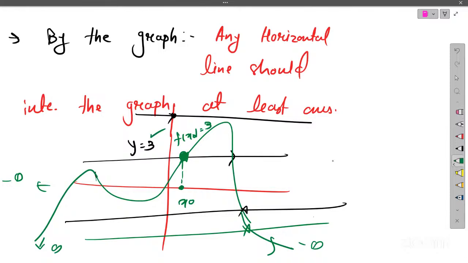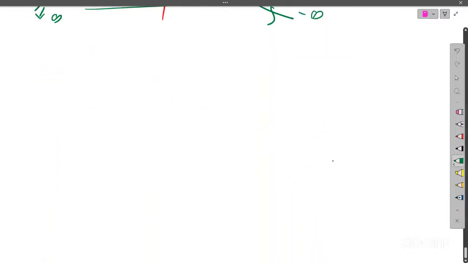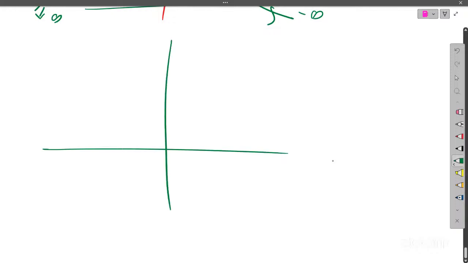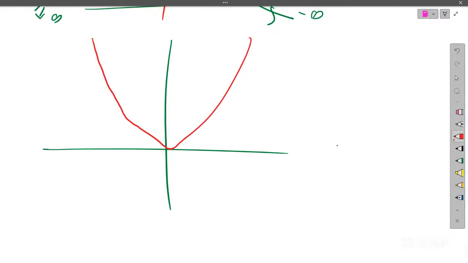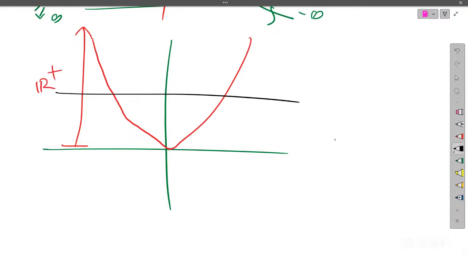Okay, so then we can say that a given graph is an onto function. But let's come back to the x square graph. So this is the graph of x square, something like this. So here, if you consider the codomain as the whole real numbers, then obviously it's not an onto function. But if you consider the codomain to be only R positive, then if you draw any horizontal line here, that line will intersect the graph. So x square is an onto function if you restrict your domain to R plus, then it will become an onto function.